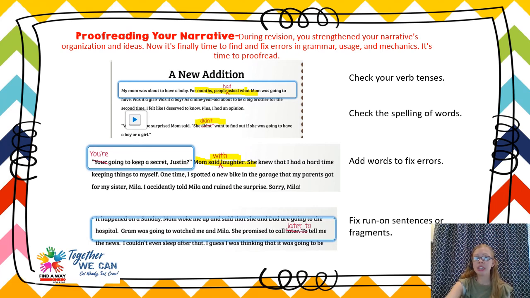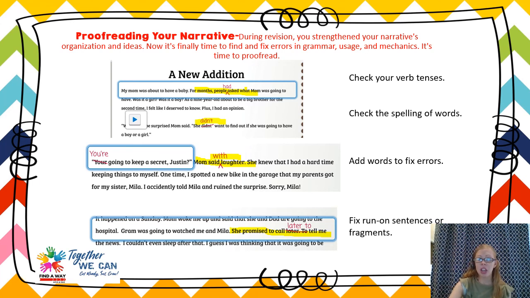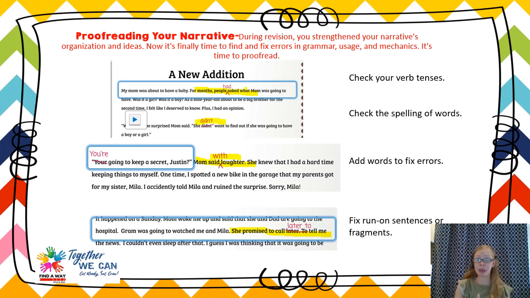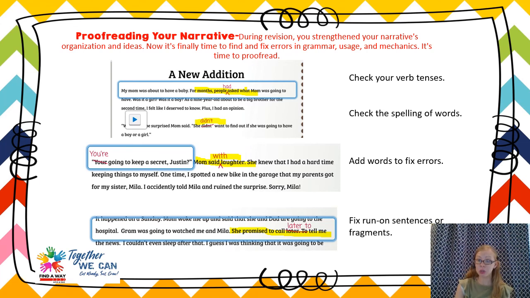And fix run-on sentences or fragments. That is an example down here. "She promised to call later. To tell me the news." Well, "to tell me the news" isn't actually a full sentence, it's a fragment. So if we fix that by removing the period and making that a lowercase t, "She promised to call later to tell me the news." In one sentence fixes that problem.